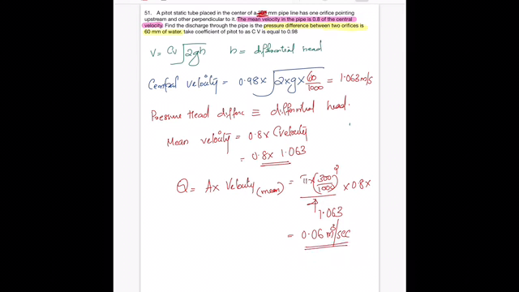So this is how you have to solve. The only thing that you have to remember or understand is the concept of mean velocity and central velocity, and the pressure difference between two orifices. The pressure difference between two orifices is nothing but differential head. So these are certain terminologies that you will come across while solving the problems.